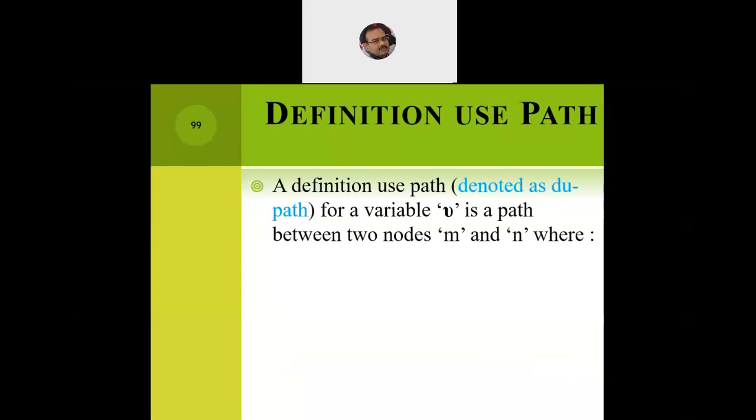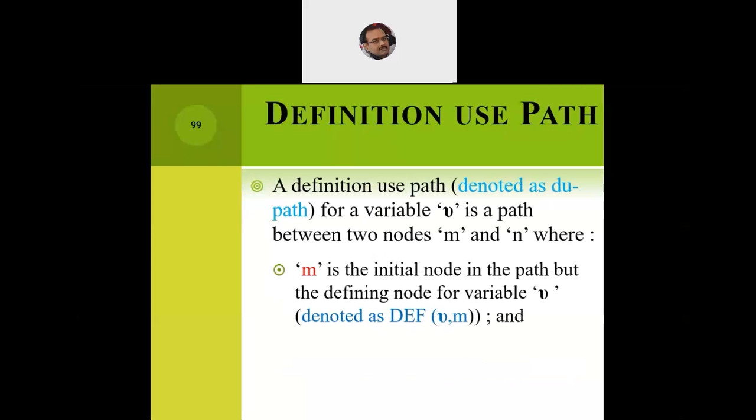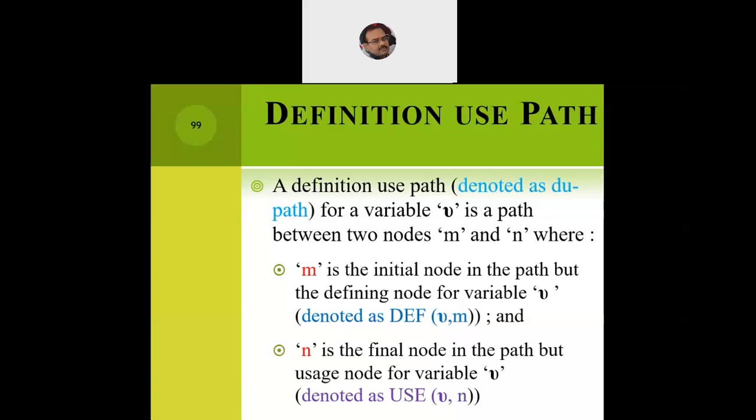It is denoted as du path. For a variable v, a definition use path is a path between two nodes m and n, where m is the initial node in the path, the defining node for the variable v, denoted as def(v, m). So it is the first node, the initial node, and the destination node will be denoted by n. So n is the final node in the path, the usage node for the variable v. We are using that variable in that particular line of code, denoted as use(v, n).